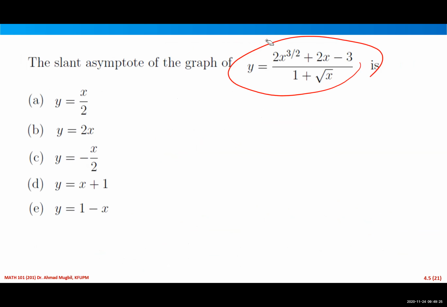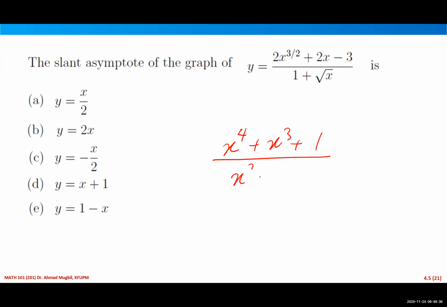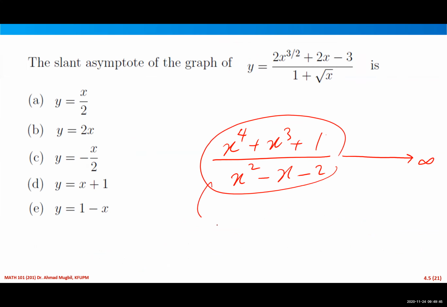Let's look at this. This is not polynomial over polynomial. If it is polynomial over polynomial, we will divide easily. But if you have, let's say, x to the power 4, x to the power 3 plus 1 over x squared minus x minus 2, then when x goes to infinity this function will behave like x to the power 4 over x to the power 2, like x squared. Why? Because these are the leading terms. So they will behave like x squared.